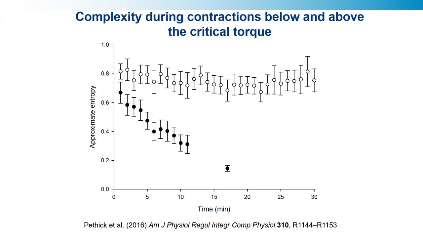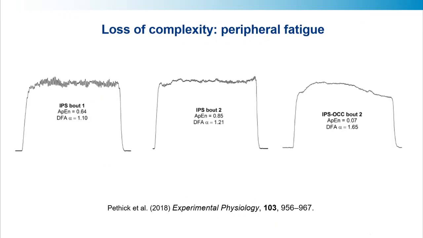But where was this coming from? So we wanted to do a series of experiments to find out why. The first thing we looked at was peripheral fatigue, and the way we did this was by doing contractions to task failure, then waiting 3 minutes, then doing another series of contractions to task failure with or without occlusion.